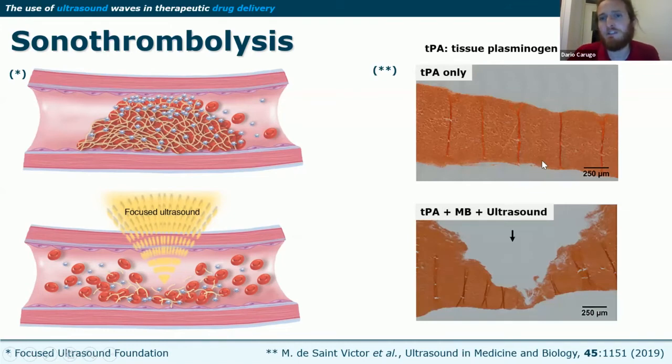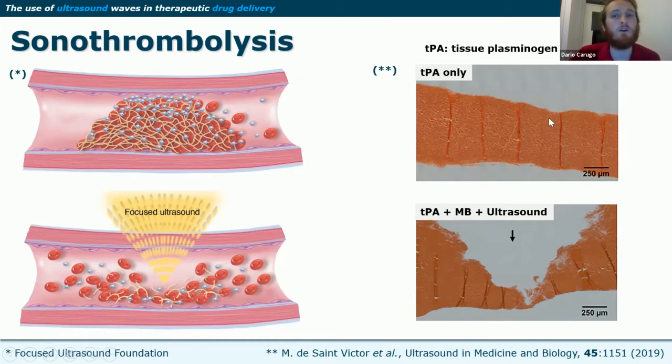For instance, previous in vitro studies have shown that when comparing the use of just a pharmaceutical compound called TPA, which is tissue plasminogen activator, a very common thrombolytic compound known to basically break down blood clots, with the combined use of ultrasound and microbubbles with the drug, the effect of microbubbles and ultrasound in enhancing the breaking of the blood clot and the lysis of the clot is very significant compared to the control, the more conventional therapy.